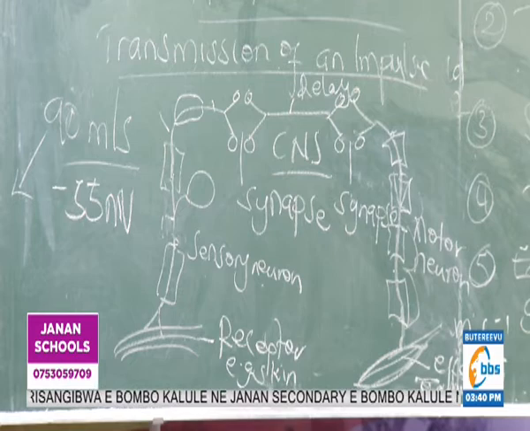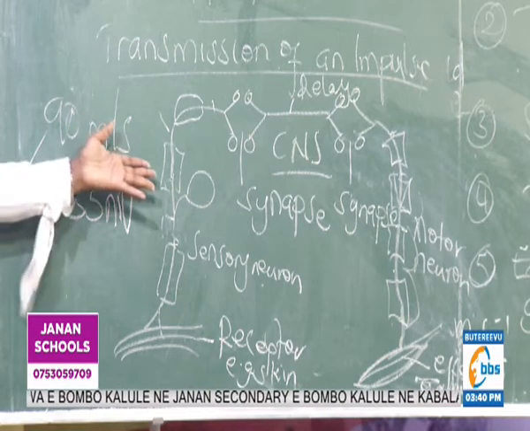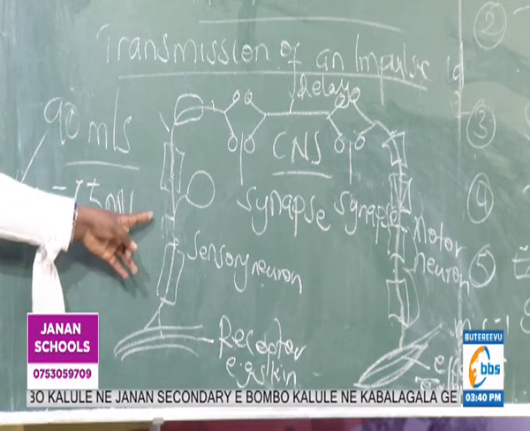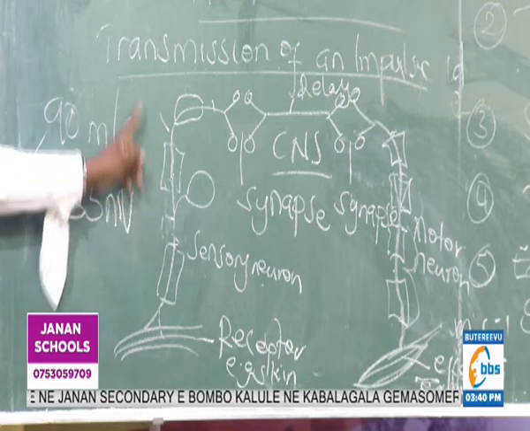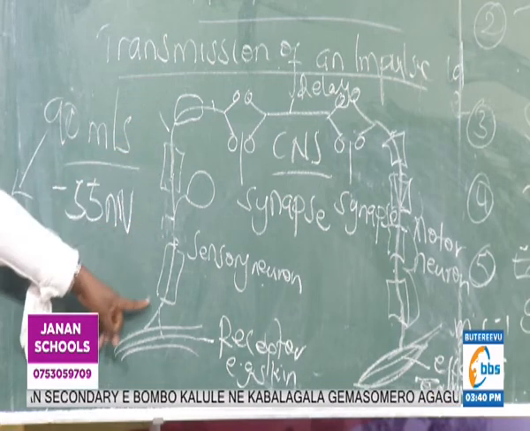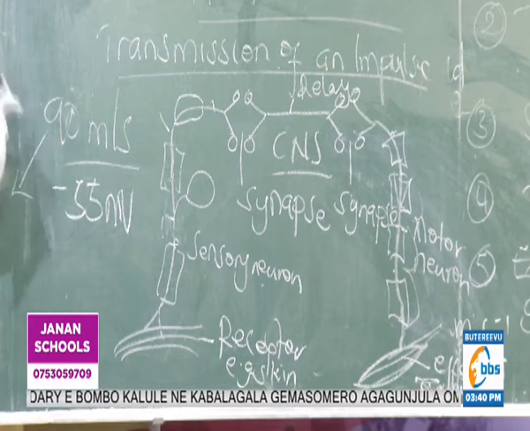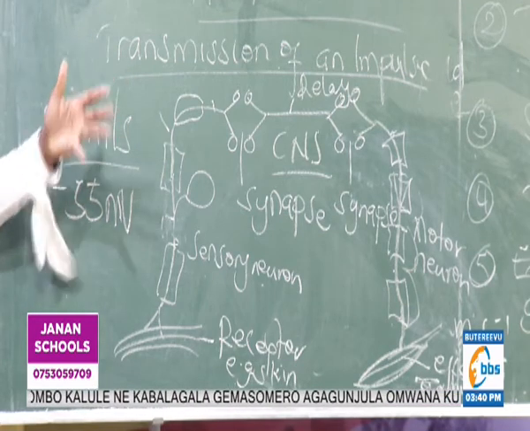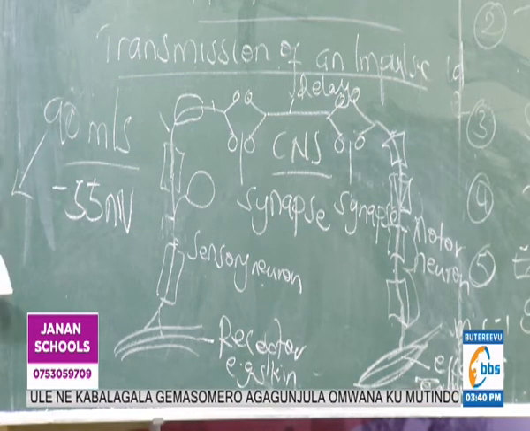Then the other thing is myelination. I said if the neuron is myelinated, then impulses are going to jump from one node of Ranvier to another. They will not go through the myelinated part. So that one further increases the speed of transmission of an impulse in a neuron.